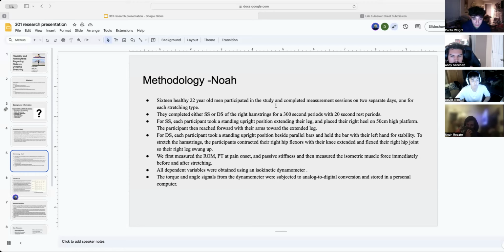We first measured the range of motion, passive torque at pain onset, and passive stiffness, and then measured the isometric muscle force immediately before and after stretching. All dependent variables were obtained using the isokinetic dynamometer as mentioned in the abstract. The torque and angle signals from the dynamometer were subjected to analog to digital conversion and stored in a personal computer.